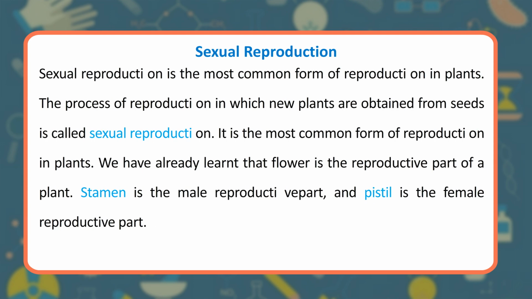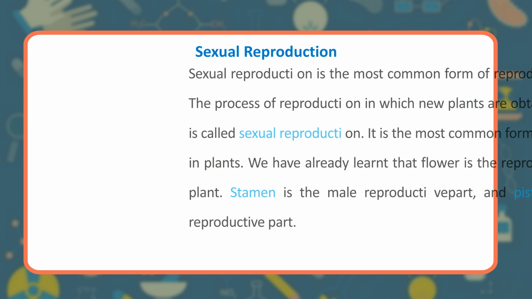Sexual reproduction. Sexual reproduction is the most common form of reproduction in plants. The process of reproduction in which new plants are obtained from seeds is called sexual reproduction. We have already learnt that flower is the reproductive part of a plant. Stamen is the male reproductive part, and pistil is the female reproductive part.